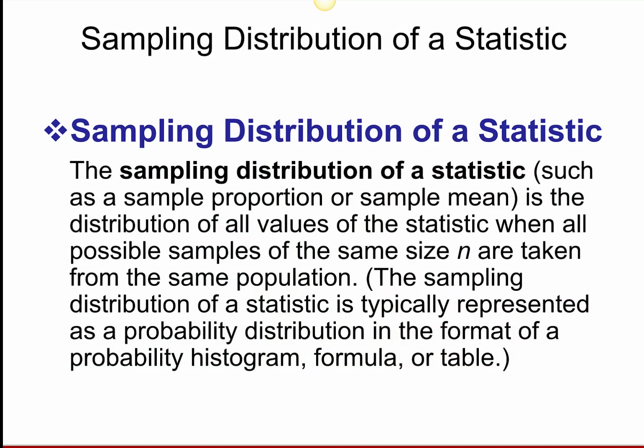So the sampling distribution of a statistic, such as the sample proportion or sample mean, is the distribution of all the values of the statistic when all possible samples of the same size n are taken.